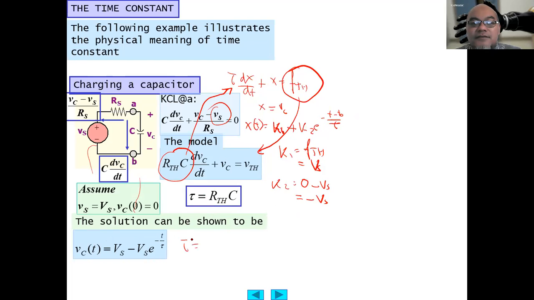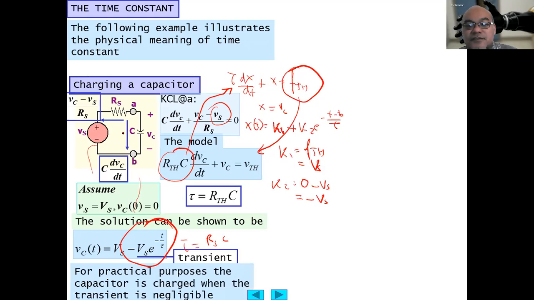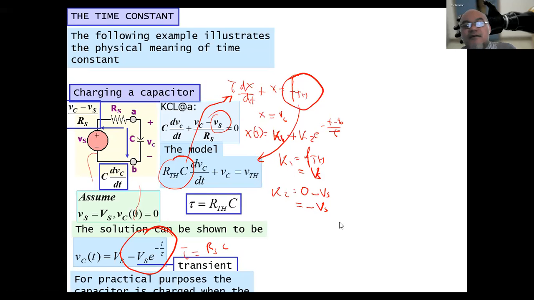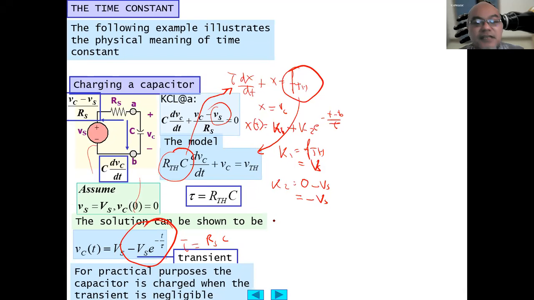But tau here equals Rs and C from the circuit. So this represents the transient behavior, and the constant source here represents the voltage source. For practical purposes, the capacitor is charged when the transient is negligible. When this part is already very small, we can consider that the capacitor is completely charged.